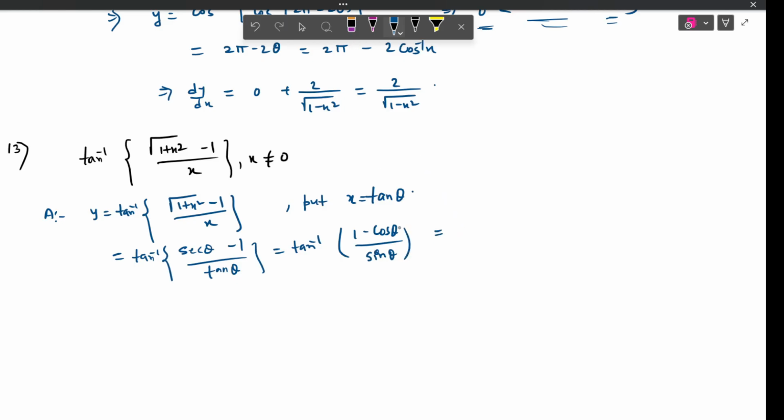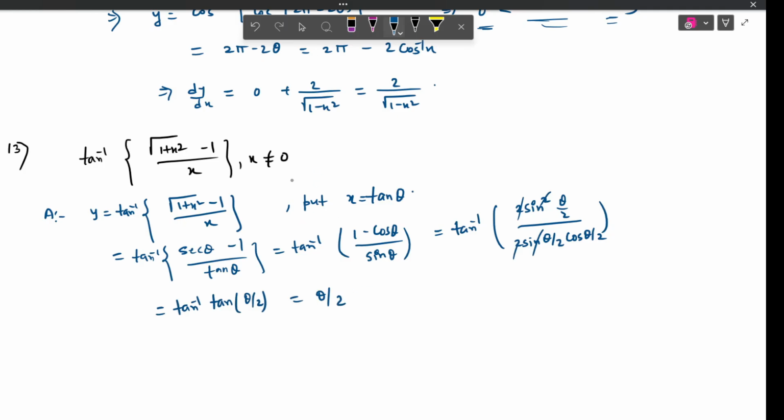1 minus cos 2 theta is 2 sin square theta. So here theta is there, so our formula will be 2 sin square theta by 2. Sin 2 theta is 2 sin theta cos theta. Here too theta is there, so in our formula we will get theta by 2, so 2 sin theta by 2 cos theta by 2. So this 2 will cancel out, one sine will cancel out, sin theta by 2 by cos theta by 2, that is tan theta by 2. So tan inverse tan theta by 2, you will get theta by 2.